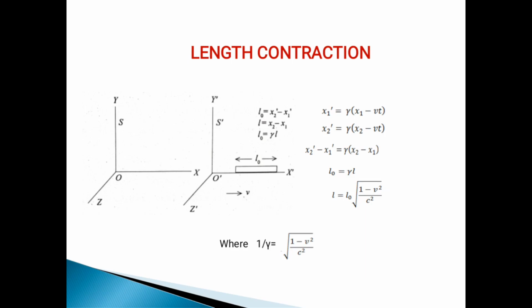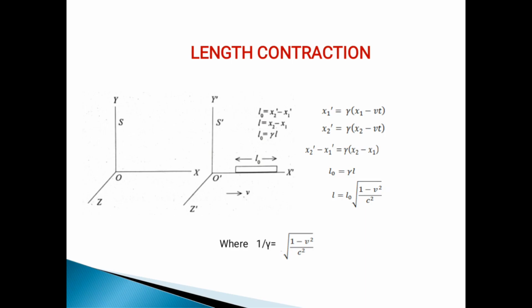The proper length of an object is the length determined by an observer at rest with respect to the object. In the above case, L0 is the proper length. Similarly, let x1 and x2 be the coordinates of the ends of the rod at the same instant of time in S. Then L equal to x2 minus x1. L is the length of the rod measured relative to S. According to Lorentz transformations, x2 prime equal to x2 minus vt divided by square root of 1 minus v square by c square.